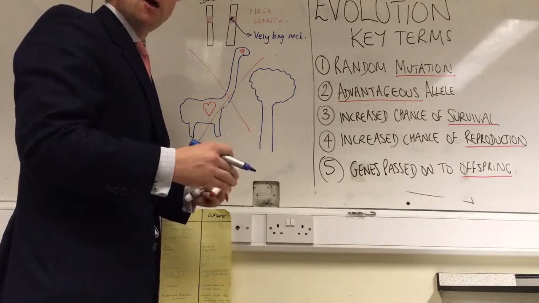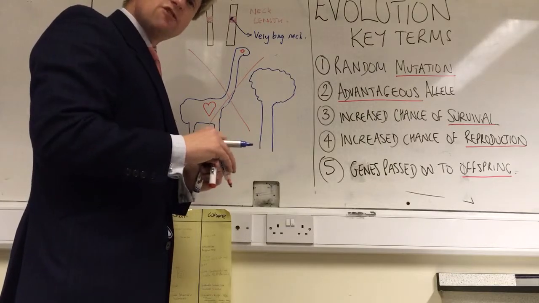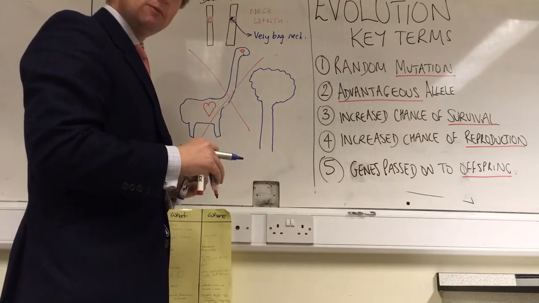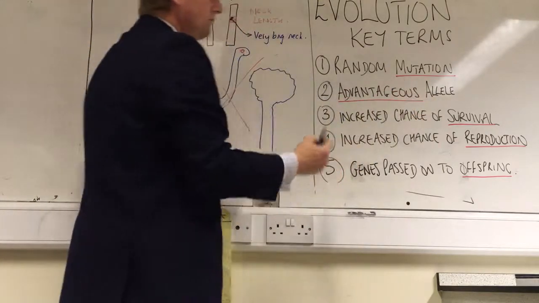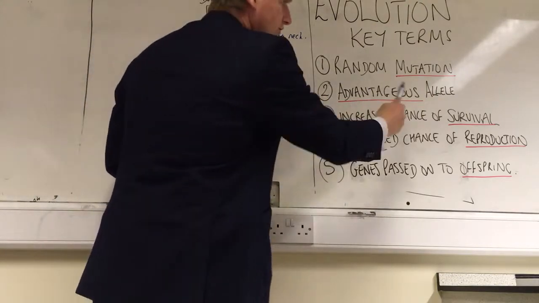So a polar bear might have 10 million years ago been slightly grey. One day there was a random mutation in the polar bear's DNA. It was an advantageous allele because that version, giving a white coat, gave it an increased chance of survival.